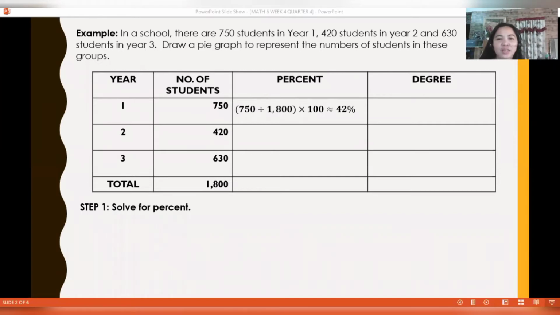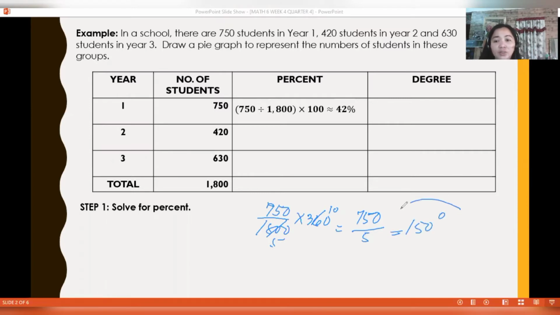Sa inyong module, makikita nyo na nakalagay diyan ay diretsong solution, which is 750 over 1,800 times 360 degrees. Diretso siya sa pagkocompute ng degree. Ang ginawa dito, kinansel ito. This will become 1, this will become 5. So naging 750 divided by 5 na lang, which is equal to 150 degrees. Ito yung nakalagay sa module nyo. Nag-cancel sila, kaya sakto yung nakuha.